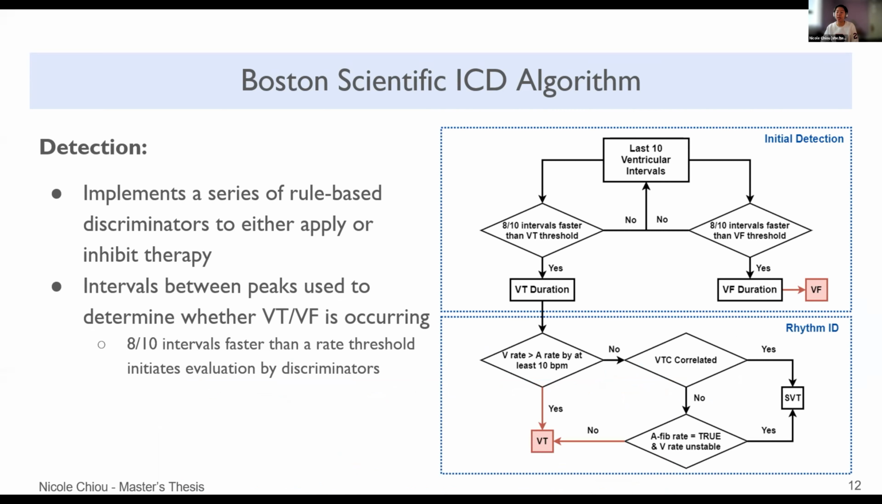If 8 of the 10 most recent ventricular intervals are faster than the set ventricular rate threshold, the evaluation of the current rhythm through the rest of the discrimination pipeline is initiated. However, if this condition is not met, therapy will not be applied.